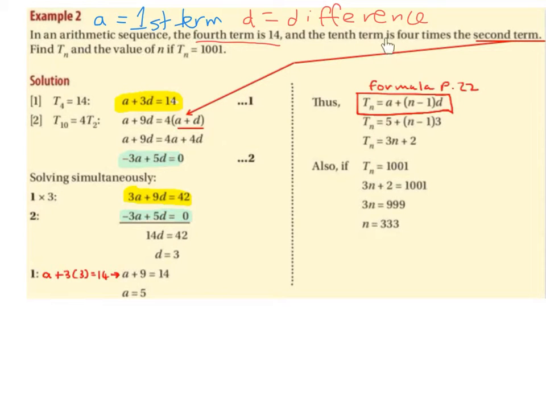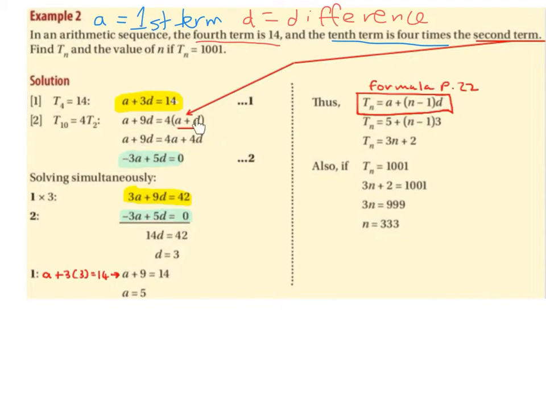Then we were told that the 10th term is 4 times the second term. So T10 represents the 10th term, and this is 4 times term 2, so 4 times T2. Term 10 is going to be A plus 9D, the A representing the first term, and 9D representing 9 differences. And that's equal to 4 times term 2. So it's going to be 4 multiplied by A plus D, because A plus D represents term 2. The A represents the first term, and add on 1 difference to get to the second term.